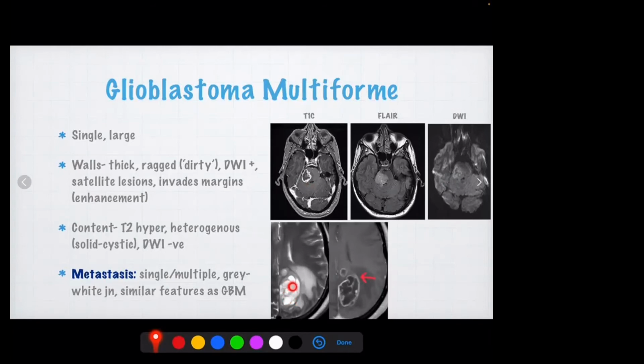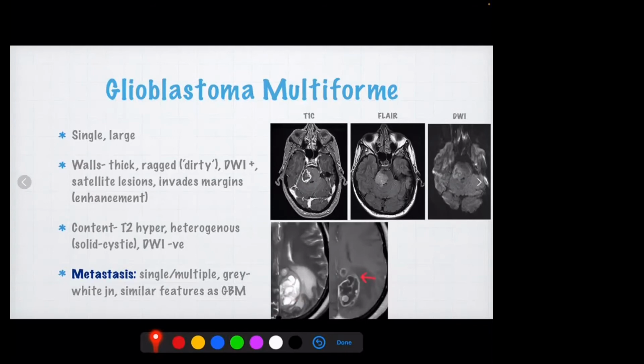If we can see cystic and solid mixed components, heterogeneous components inside the cavity, that's a very good point going towards glioblastoma. Even some metastasis. At least we can say that this is a malignant lesion and not an infectious lesion.